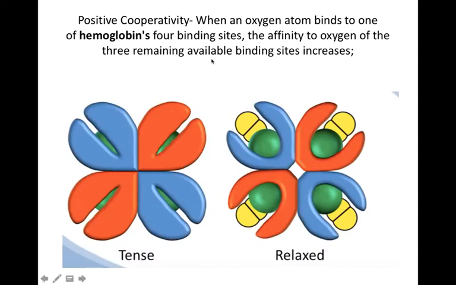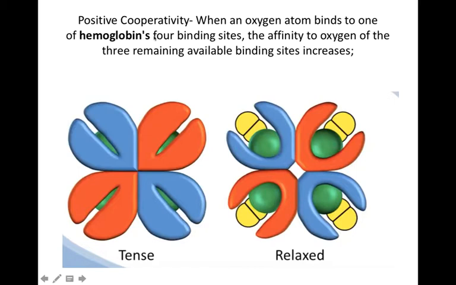You can see here the difference between having none joined and having several joined. In this case, this is the relaxed phase, so the oxygen has a much easier time binding, whereas in the tense phase it's much less likely to bind.